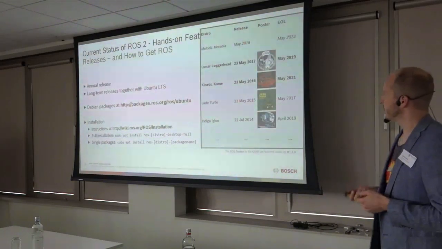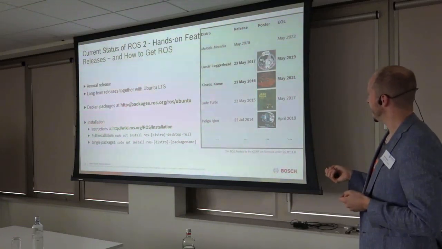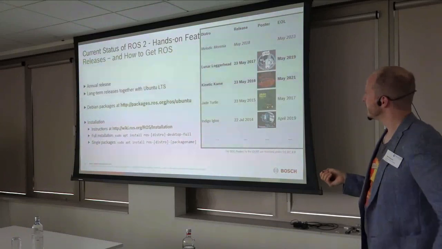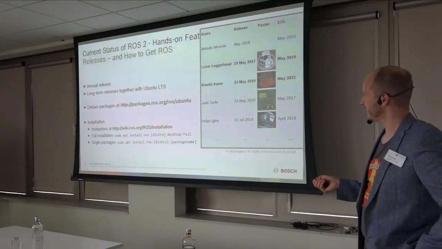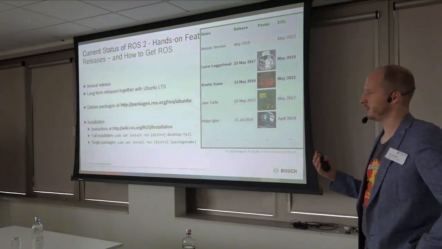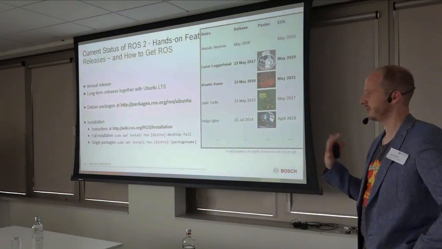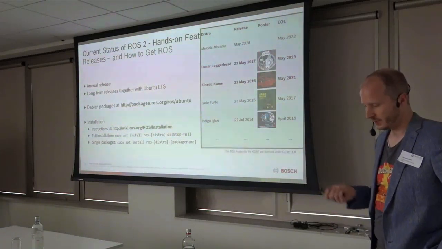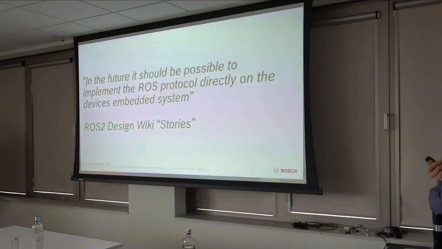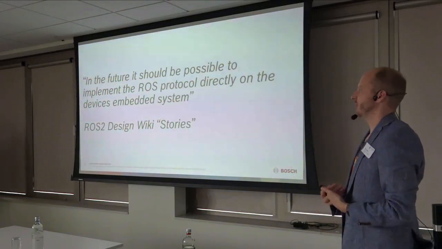So this is just to give you an idea. We are now in 2018. Those are the basic ROS 1 releases. Here's where you get Debian packages, and here are the installation instructions. Most of the stuff there is Debian packaged, and you can also get RPMs or Arch Linux packages. So it's fairly easy to install all this. Now, that was all standard ROS running on Linux, or nowadays also Windows and macOS.